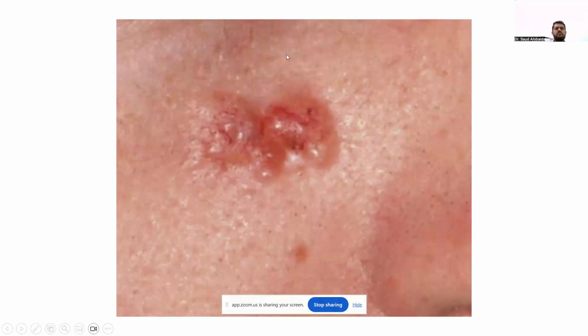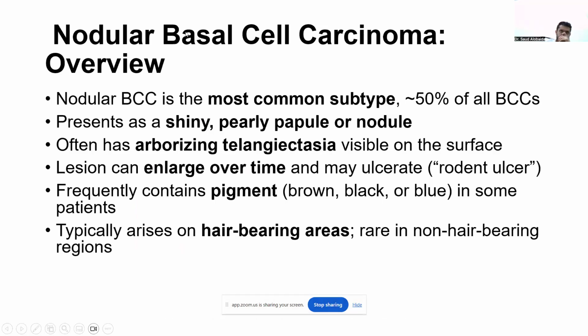So this is your typical pearly papule with a vessel, and you can see arborizing vessels. So nodular is the most common subtype, around 50% of all BCCs, a shiny pearly papule or nodule, usually with arborizing telangiectasia. And they can be large and ulcerate, and this is what we call a rodent ulcer, if you see the ulcer of a BCC. And they can be pigmented, especially in our population, they're mostly pigmented.